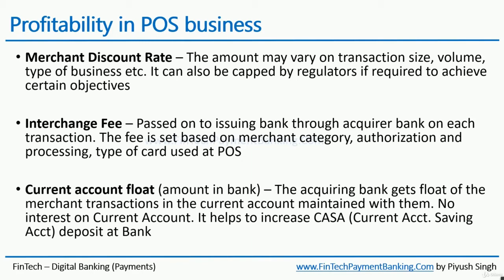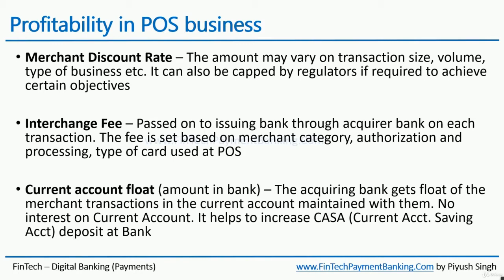Then the interchange fee. The interchange fee is the issuer revenue out of the merchant discount rate. And the interchange fee is set based on the merchant category code, the authorization, the processing, what kind of extra information we need to authenticate a payment, or what kind of card is used at the POS. It could be a premium card, then the interchange fee will be higher. If it's a normal card, then it will be a regular fee.